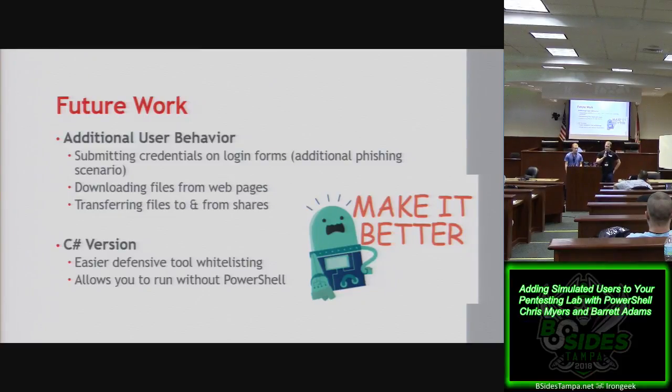We'll also look into making a C# version. So if you're trying to practice being really stealthy and you don't want to use PowerShell in your environment, maybe you have that blacklisted or something, you can just run a C# executable and whitelist that with any defensive tools you're using, and that'll be a bit more convenient.